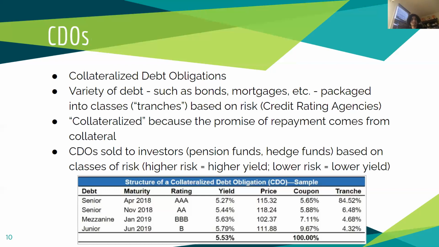Risk is determined by the credit rating agencies, which we will see were extremely corrupt and also played a significant role. The term collateralized, if you're wondering, comes from the fact that the promise of repayment comes from the collateral itself. CDOs were sold to investors based on the chances of risk, with higher risk meaning higher yield, lower risk meaning lower yield.